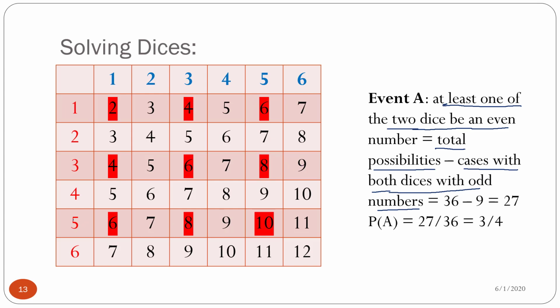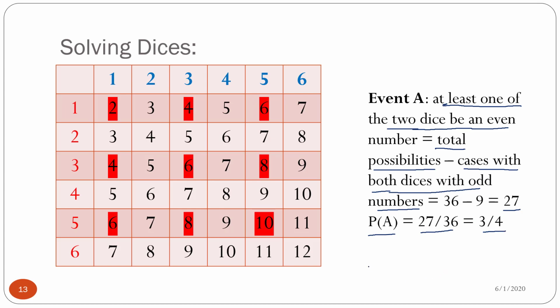Similarly, when you see 5 on the first dice, now you need to rule out the other odd ones. So you ruled out 1, you ruled out this 3, you ruled out this 5. These highlighted red cells are the ones that I will throw out. So how many of these I have? 3 plus 3 plus 3 plus 3, 6, plus 3, 9. So my favorable cases are 27. And the probability of A is equal to 27 divided by 36, which is 3 by 4.